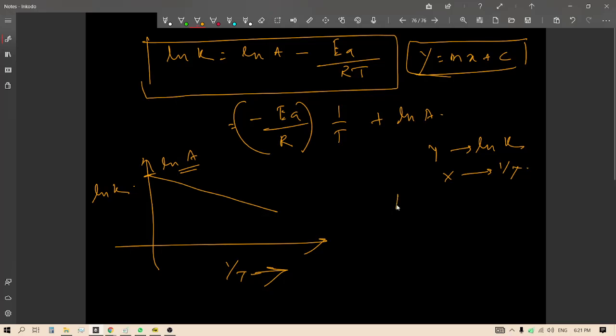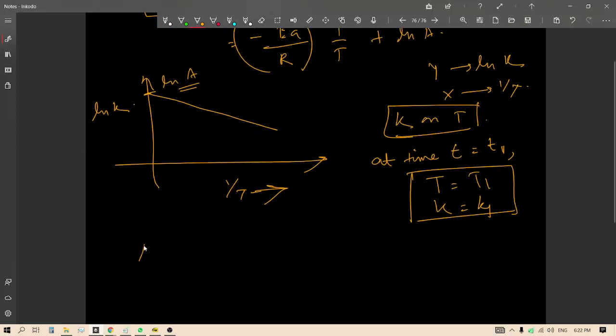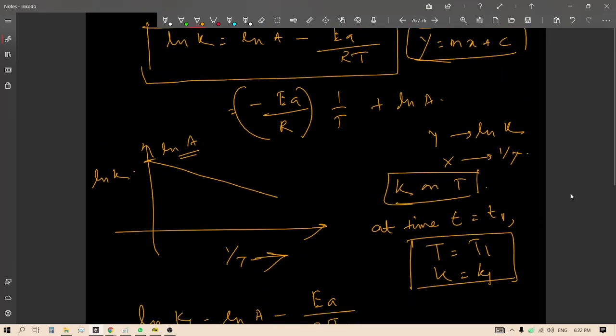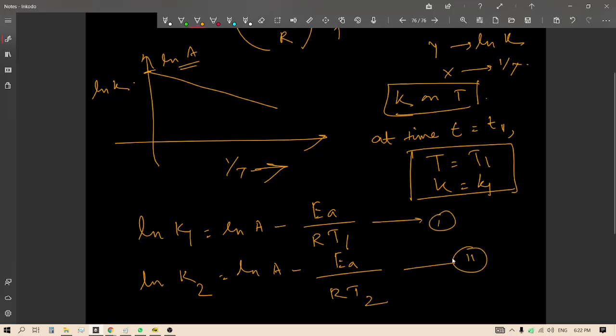Now we will study dependence of K on temperature. Let us take, at time t is equal to T1, let temperature be T1 and K is equal to K1. So put this in the value. We have ln K1 is equal to ln A minus EA by RT1. Similarly, at temperature T2, let my rate constant become K2: ln K2 is equal to ln A minus EA by RT2. Mark this as equation 1. Mark this as equation 2.